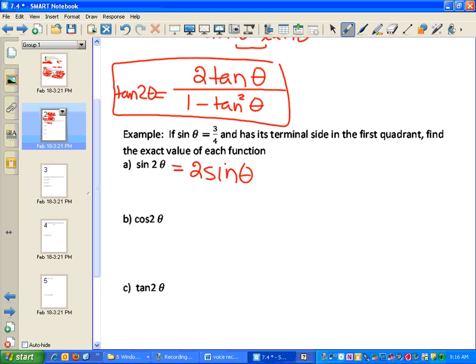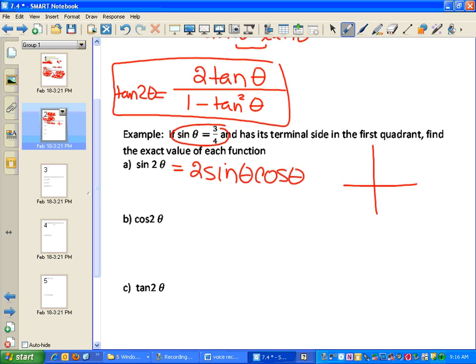Two sine theta cosine of theta. Well, I already know what the sine of theta is. It's 3/4, correct? So what I'm missing is what the cosine of theta is. But we know that it's in the first quadrant. So we can draw our little triangle, can't we?